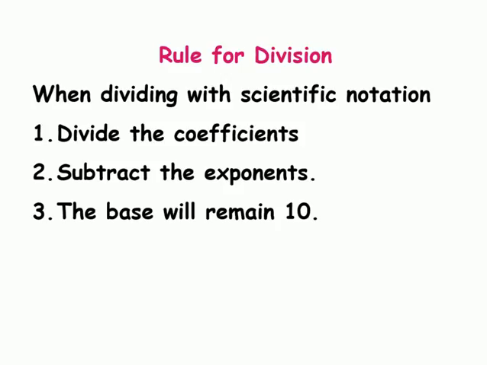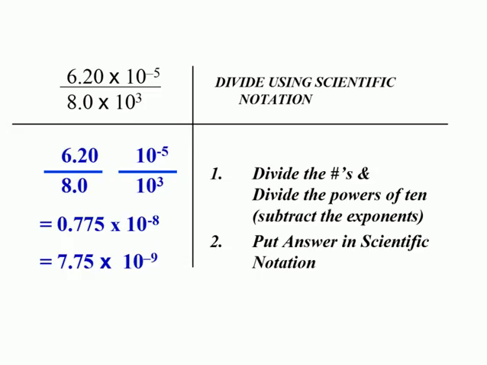Moving on to division. When dividing with scientific notation, we divide the coefficients. So we divide the m values. Then we subtract the exponents. All the while, the base 10 remains the same. So here we have 6.20 times 10 to the minus 5th power divided by 8.0 times 10 to the 3rd power.